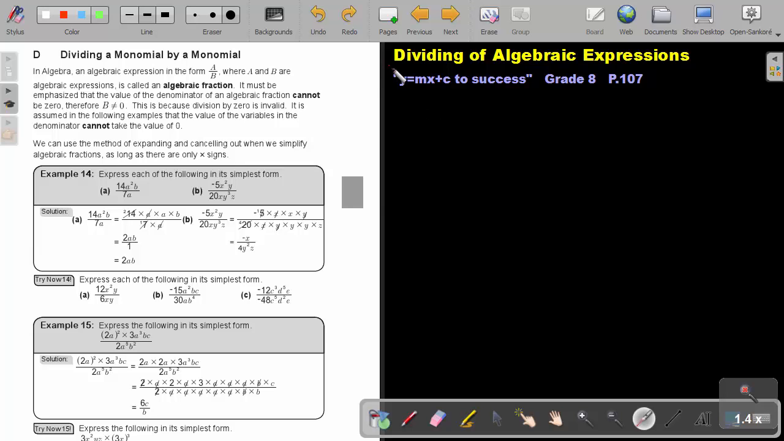Part 9. Dividing of algebraic expressions. You will find this on page 107 in the Namibian Mathematics Grade 8 textbook, y equals mx plus c to success. Dividing a monomial by a monomial, a one term by a one term.